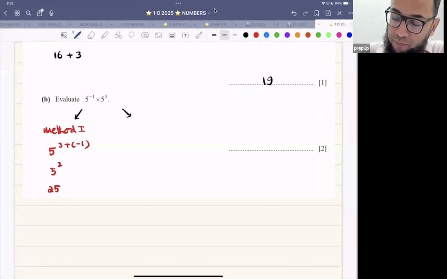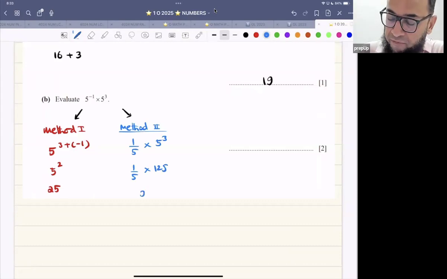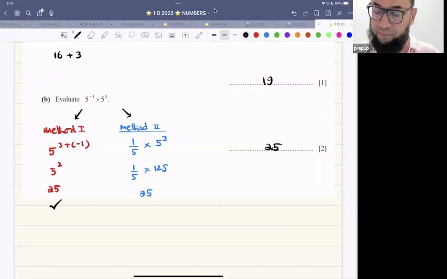Let me do method 2. That is 5 power negative 1 is 1/5. 5 power 3 is 125. 1/5 of 125, that is 25. Both methods are perfectly good. I prefer this method because it's involving indices.